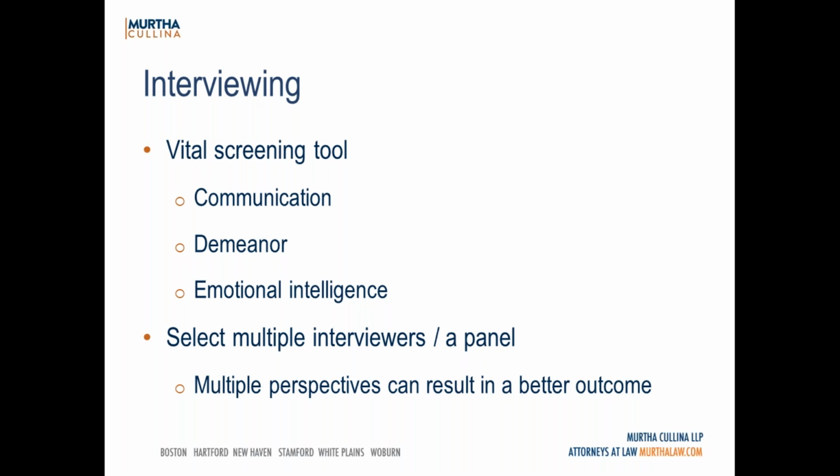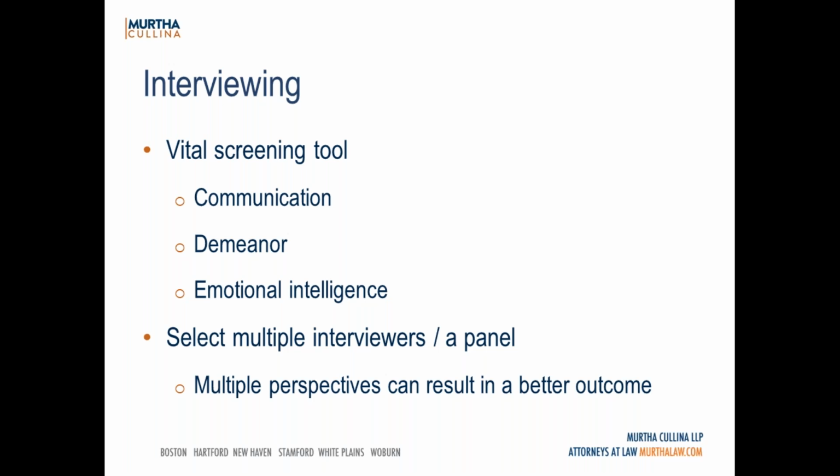Okay, so once you've completed screening your applicants, you'll likely be ready to start calling people in for interviews. And interviews are obviously a vital screening tool for all of your applicants. This is the way that you're hopefully going to be able to assess an applicant's communication abilities, their demeanor, their emotional intelligence, and all of these different components will help shed light on whether or not the candidate is going to be a good fit, not only for the position that you're looking to fill, but also for your organization more generally. Is this person going to fit in with the culture of your workplace?